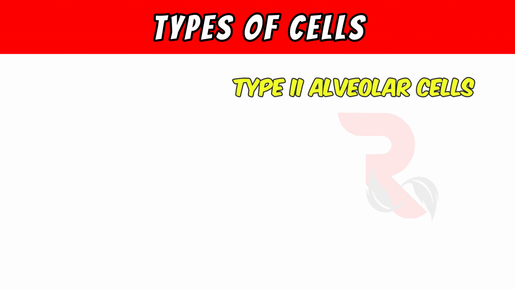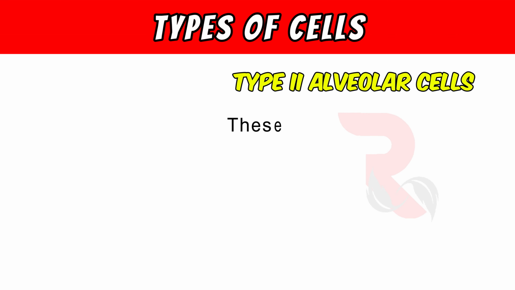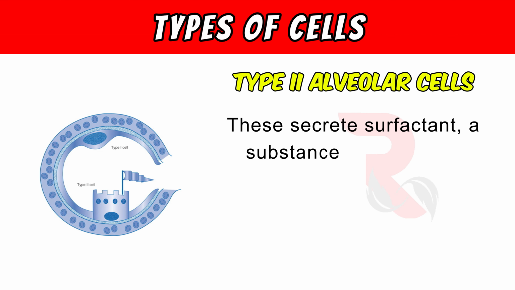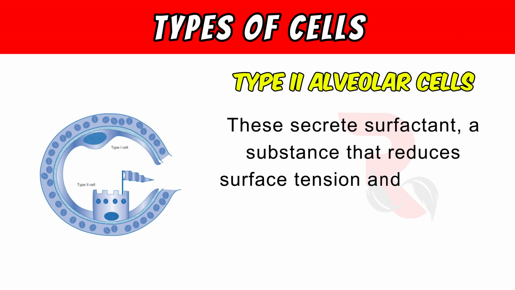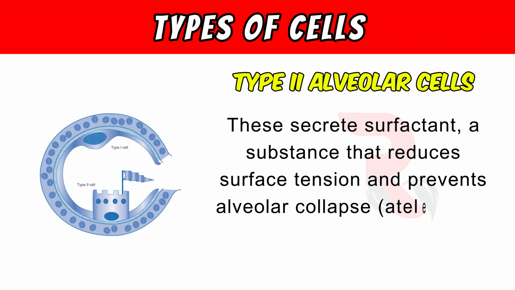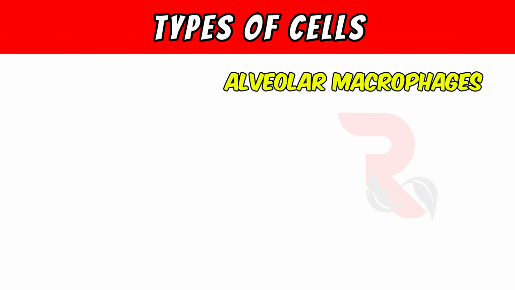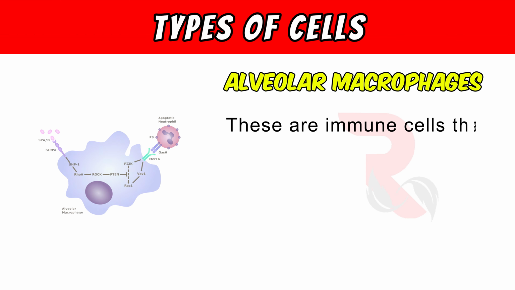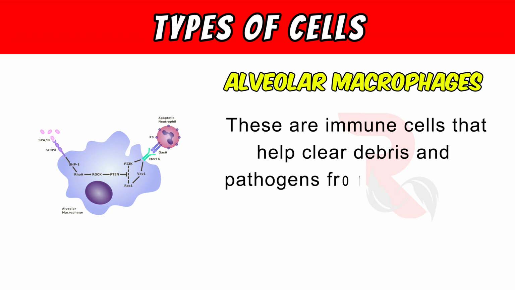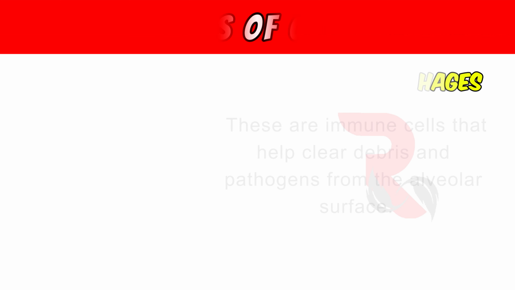Type 2 alveolar cells. These secrete surfactant, a substance that reduces surface tension and prevents alveolar collapse, atelectasis. Alveolar macrophages. These are immune cells that help clear debris and pathogens from the alveolar surface.